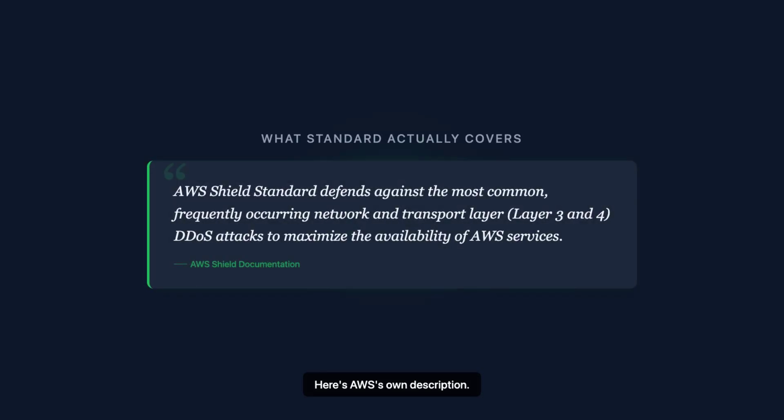Here's Amazon Web Services' own description. Shield Standard defends against the most common, frequently occurring network and transport layer DDoS attacks to maximize availability. 2 words to anchor on: common and frequent. Standard handles the everyday floods. What it doesn't handle is sophisticated application layer attacks, and it doesn't give you a phone number to call when something gets through. For those, you need advanced.